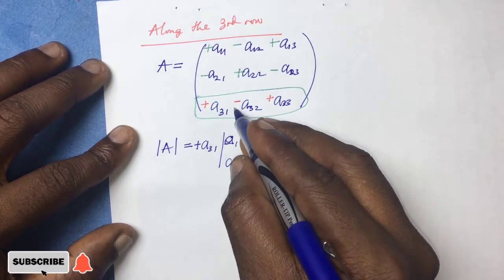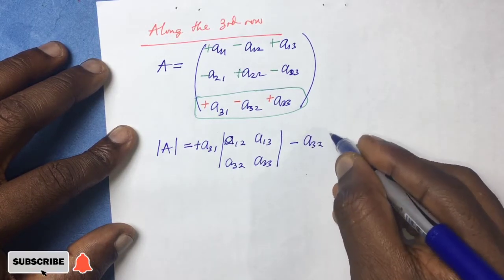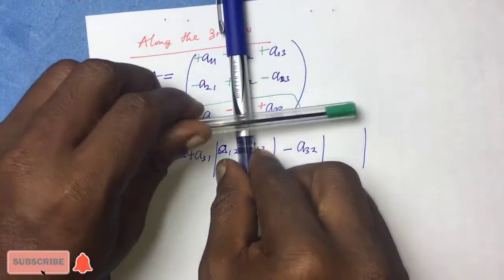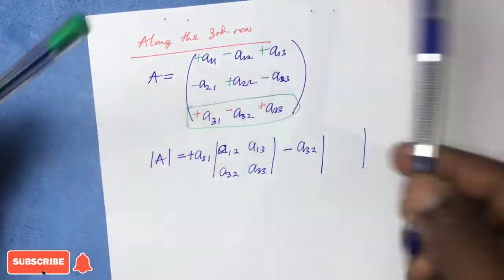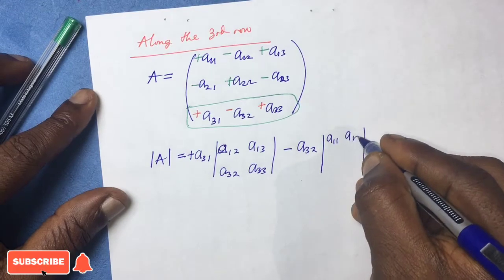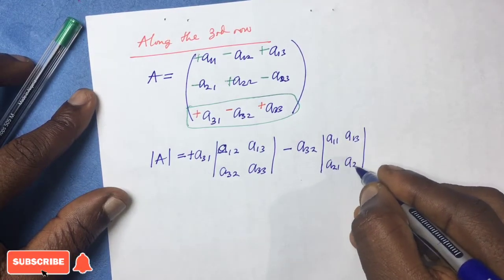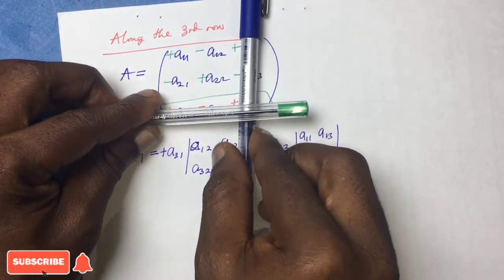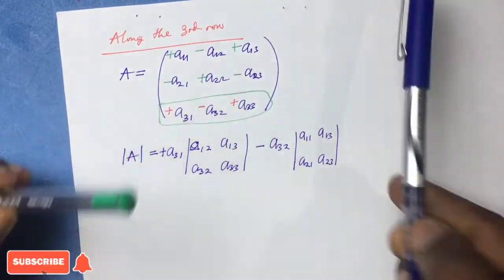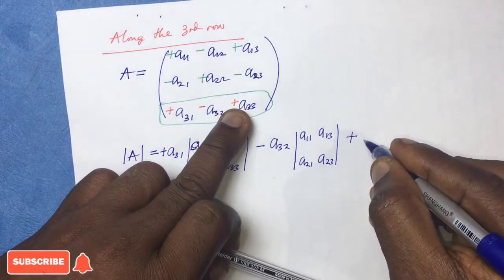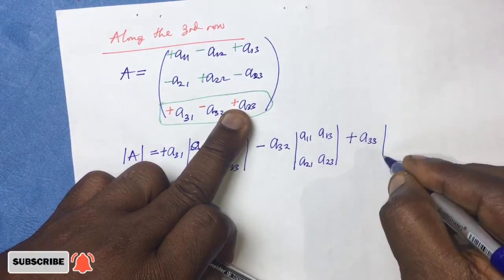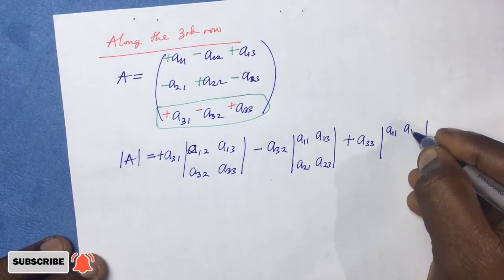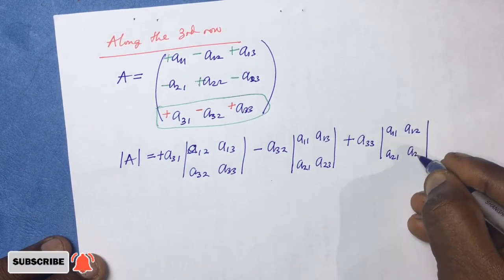Then the next will be a minus sign, minus A32. Bring its minus. The minor of A32 will be this. Okay, so that will be A11, A13, A21, A23. Then this will now be the minor here. The minor will be what is left. So that will be plus, because it has a plus sign here, A33. Then come over here. This will be A11, A12, A21, A22.